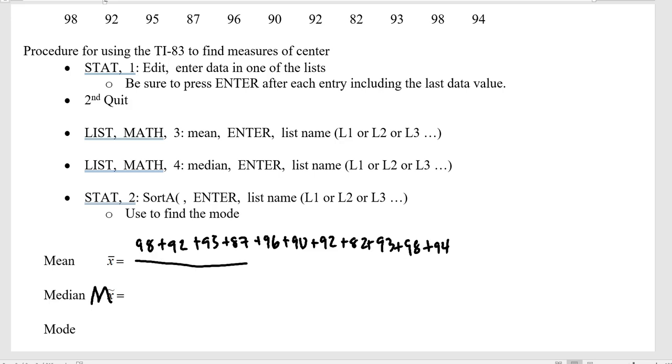And divide by, how many numbers are there? 1, 2, 3, 4, 5, 6, 7, 8, 9, 10. I think there are 11 numbers. So take a second, add those up, and let's see what you get.